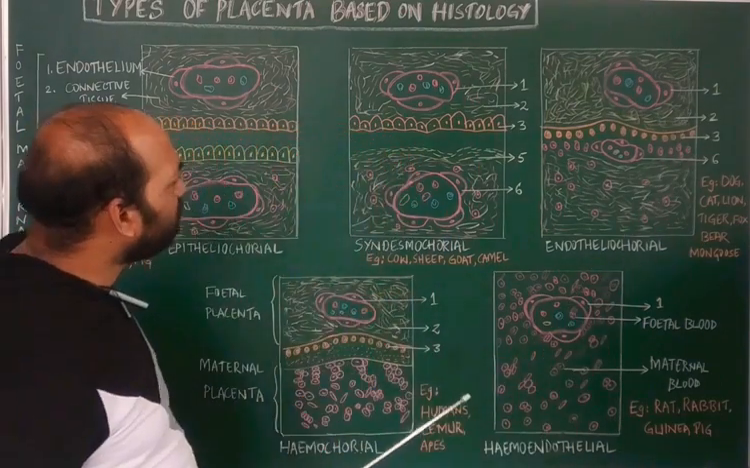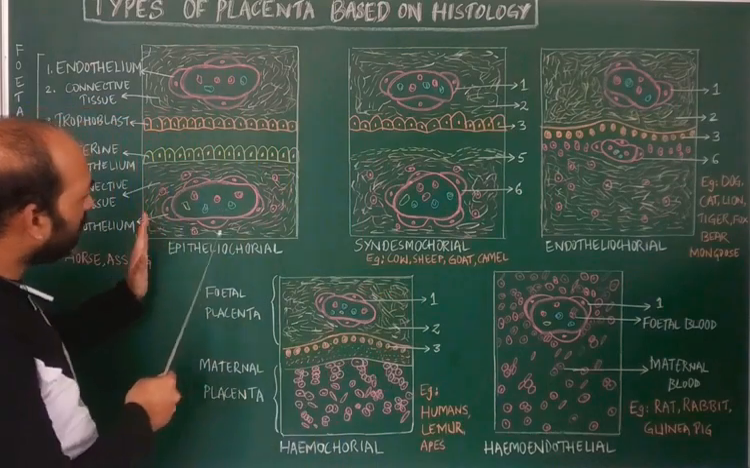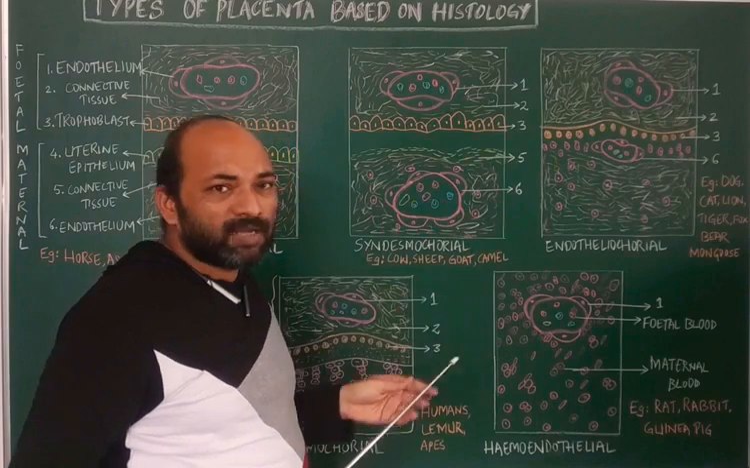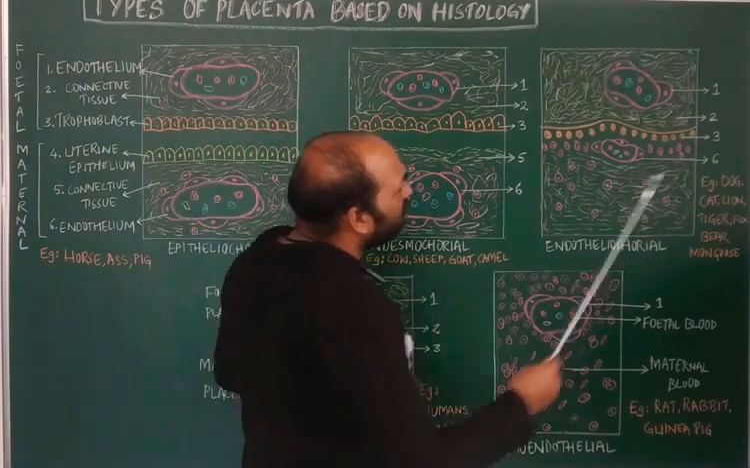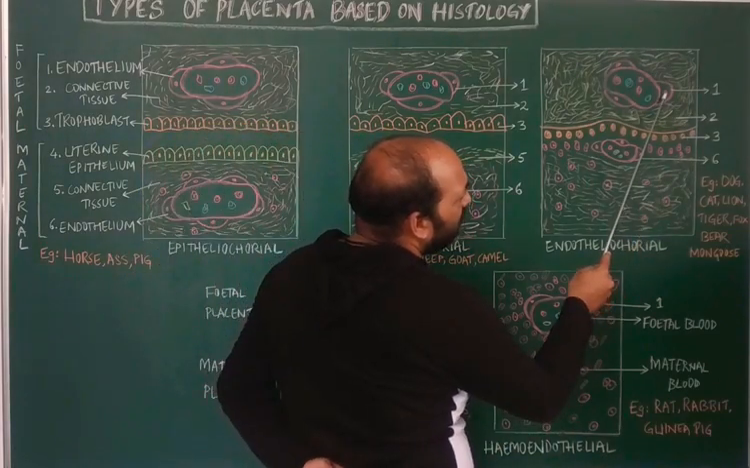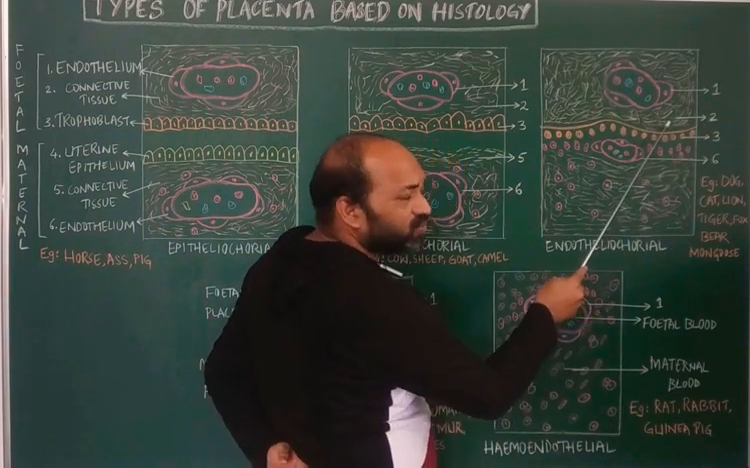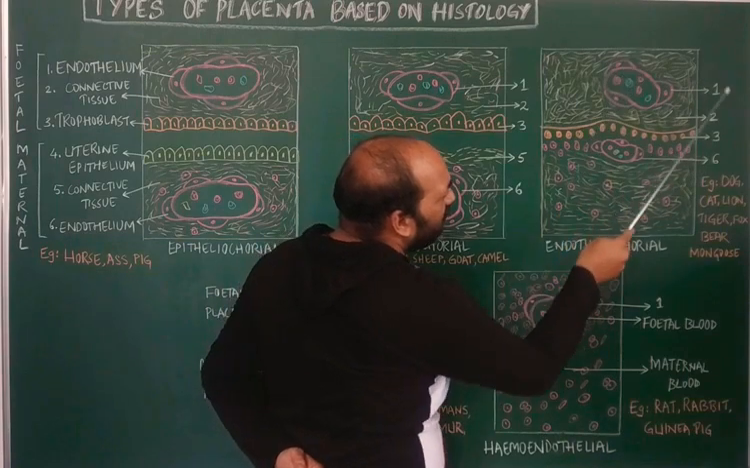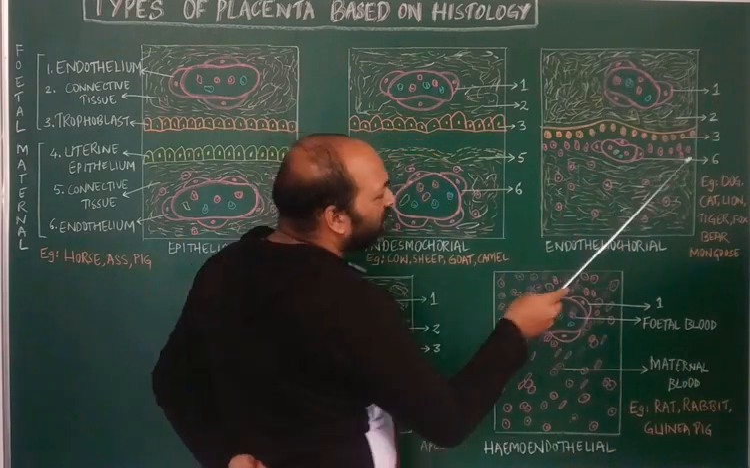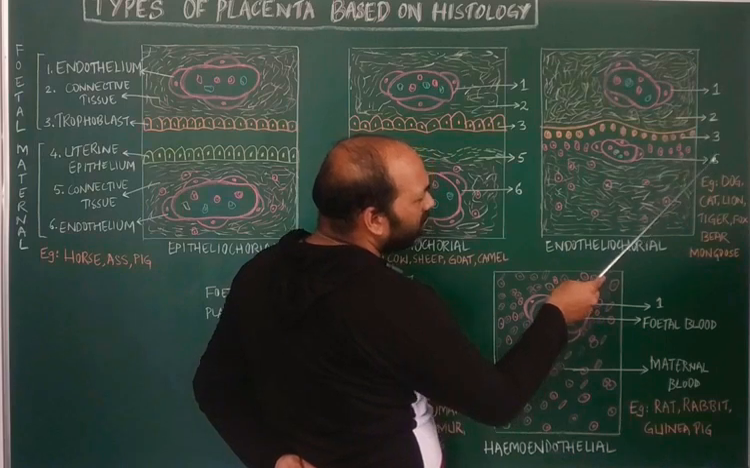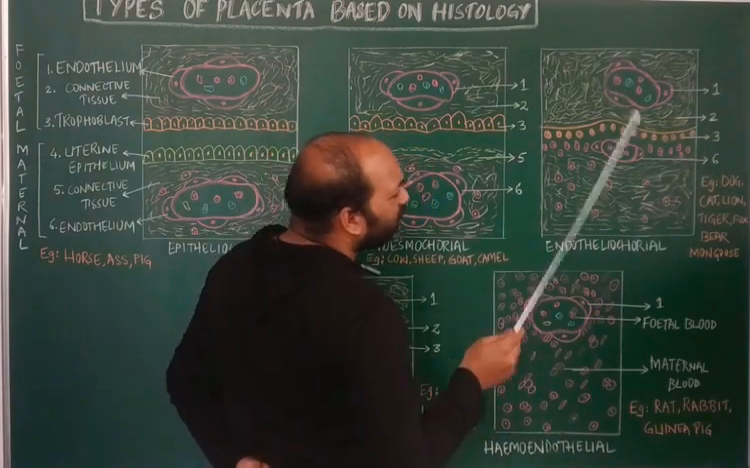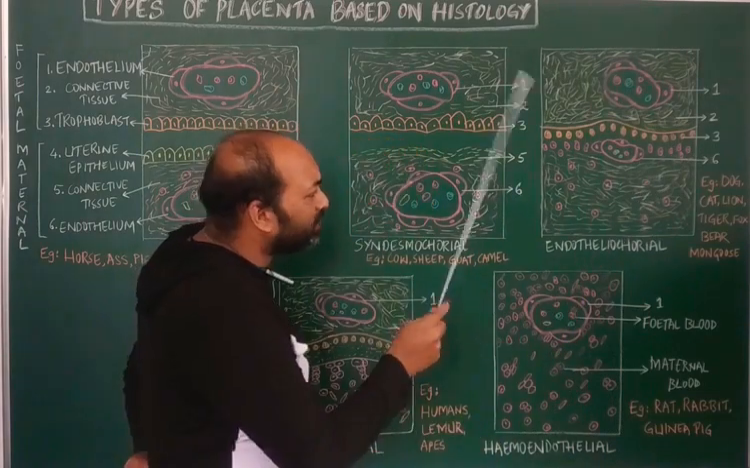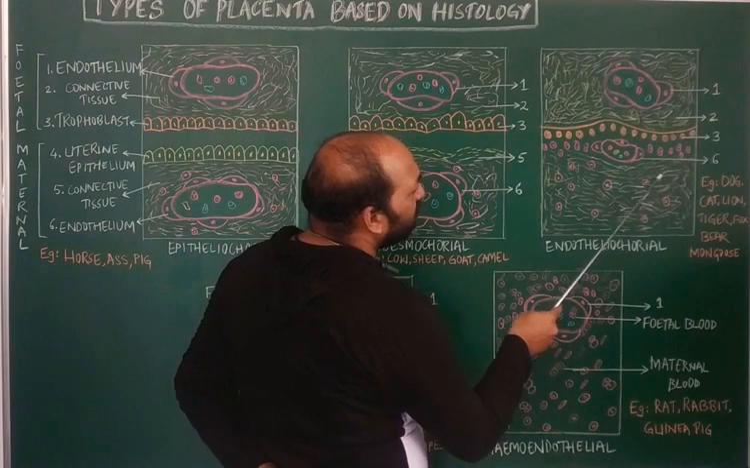So what you can observe from the earlier ones is that the number of barriers is reducing. Here, the fetal endothelium is present, fetal connective tissue is there, and thereafter the chorion is present. These three are the fetal part. Whereas in the maternal part of the placenta, the uterine epithelium is completely absent. Apart from that, the connective tissue is there.